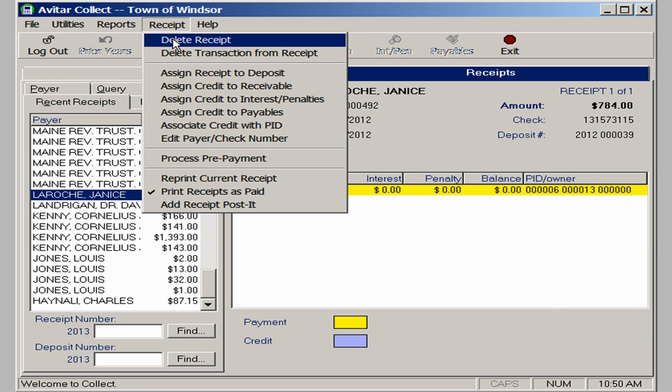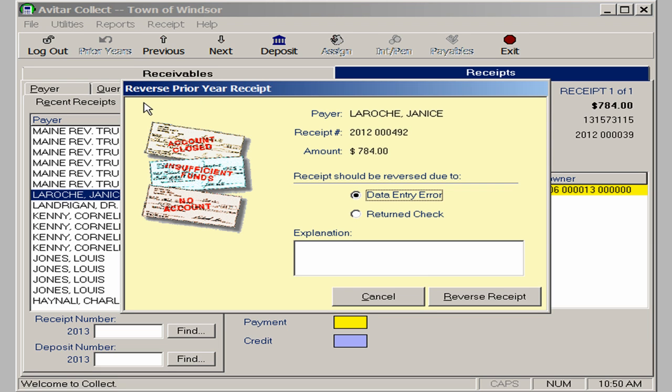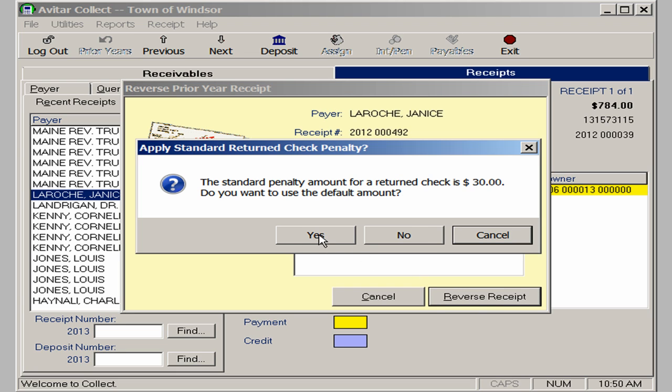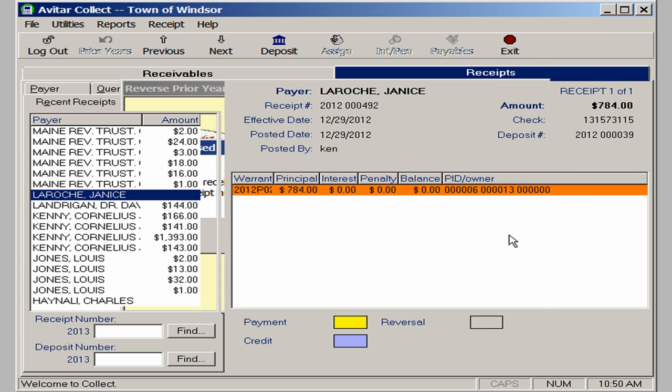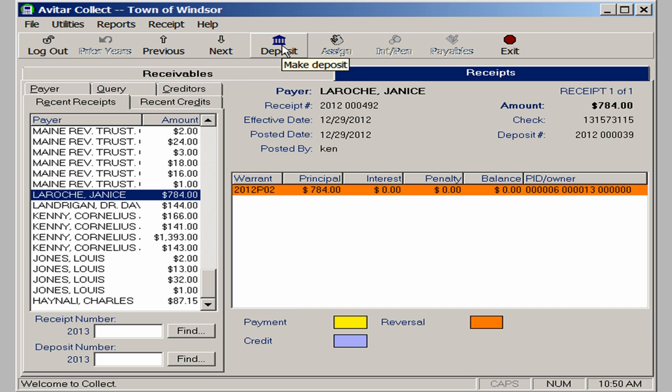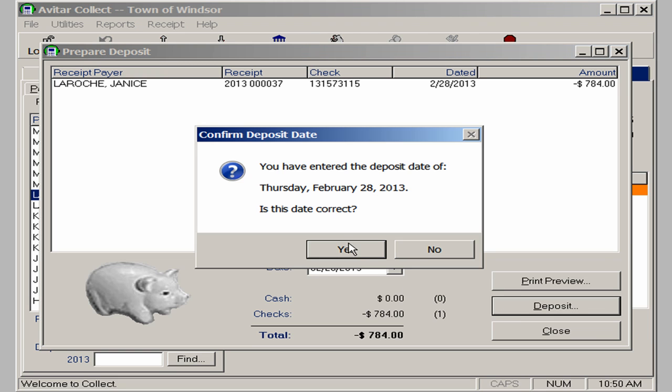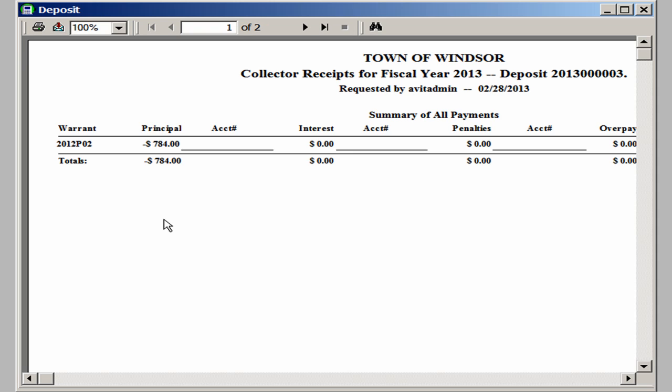So if we go up to receipt, delete receipt, because it was from the prior fiscal year, we're seeing this slightly different. We see reverse prior year receipt. It's for return check. We reverse it, and it creates a current fiscal year receipt for you. And because it does that, we need to do a deposit. As you can see, the deposit shows the reversal from the warrant and the amount. This should be printed and given to both your treasurer and your bookkeeper to show that you've reversed the check in this fiscal year.